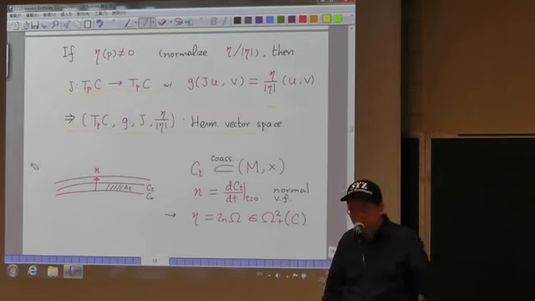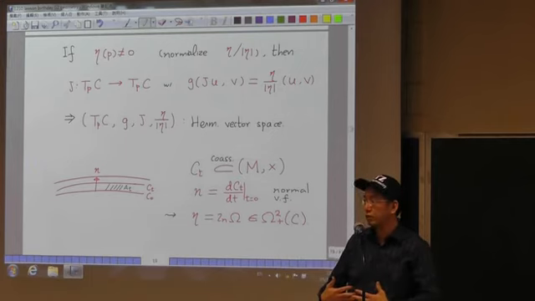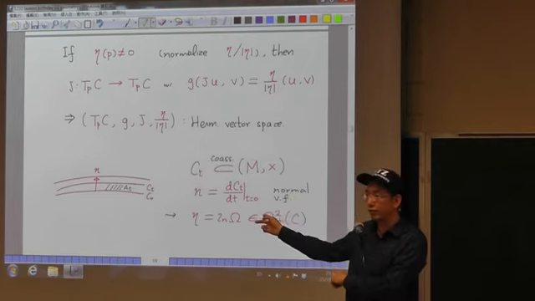So you see that for the coassociative submanifold, when you move a little bit, you automatically get an almost complex structure. Well, assuming that eta is never 0. Otherwise you cannot normalize it.